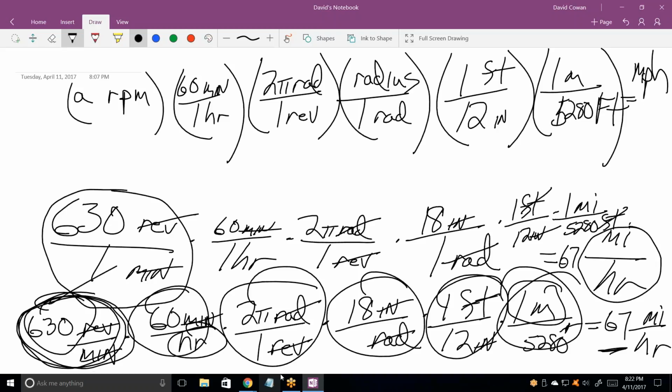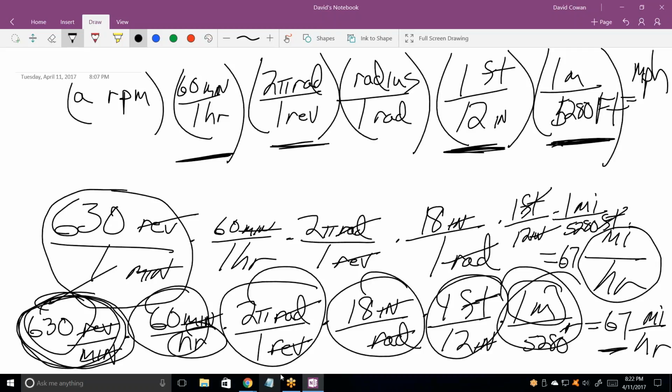So, they're never going to make this the variable. They're never going to make that the variable. Well, actually, the radius per radian is a variable. In other words, they could make that the variable. We always have 2 pi per 1 revolution. That's a fixture. So is 60 minutes per hour. So is 1 foot per 12 inches. So is 1 mile per 5280 feet.